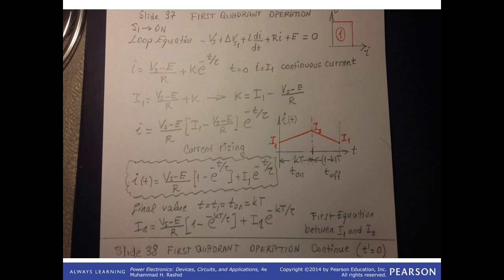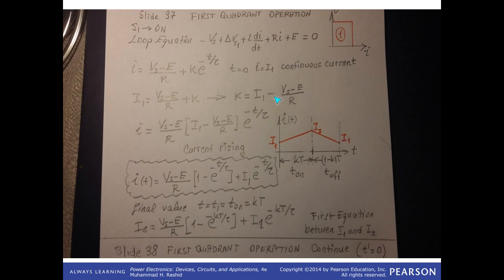Now current is rising, but initial current is I1. Therefore, time equals 0, this term becomes 1. That one, exponential terms. So initial value is equal I1. I1 is equal Vs minus E over R. So I calculate K from here.